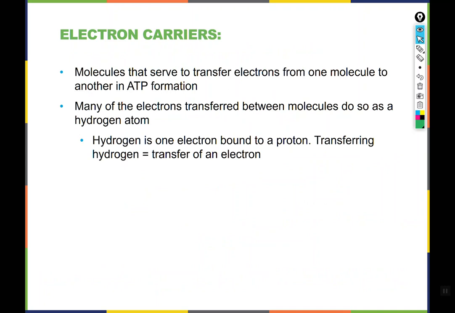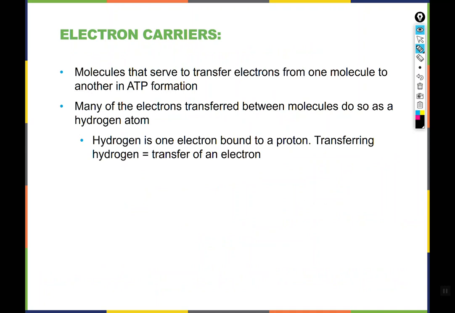Okay, so electron carriers. If we know that electrons represent energy, then if you're going to transfer energy, you need something to carry the energy around. So electron carriers are molecules that serve to transfer electrons from one molecule to another in the pursuit of forming ATP. Many of the electrons transferred between molecules do so as a hydrogen atom.